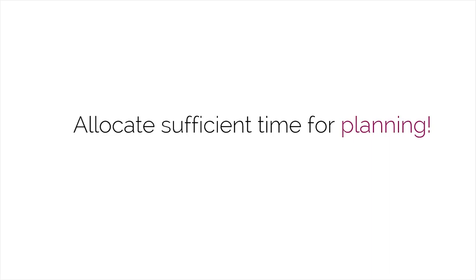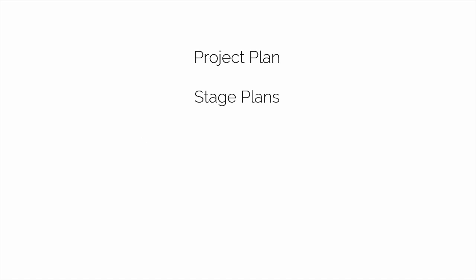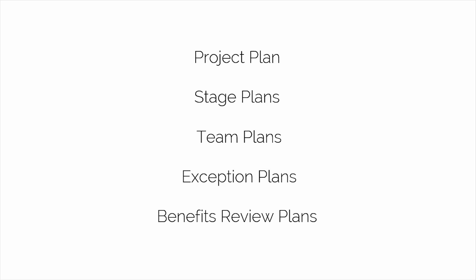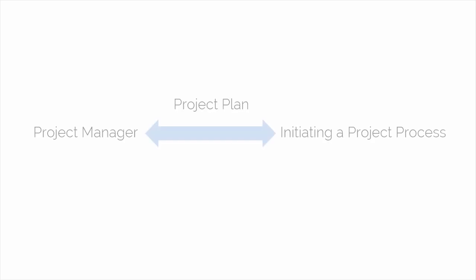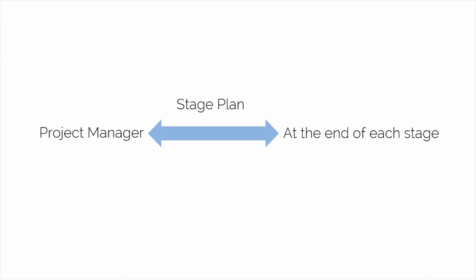Okay, now we'll discuss the key types of plans. PRINCE2 primarily has 5 types of plans, which are project plan, stage plan, team plan, exception plan, and the benefits review plan. Let's now consider who creates each plan and when they create it. The project plan is created by the project manager during the initiating a project process. Individual stage plans are created by the project manager at the end of each stage in anticipation of the next, using the managing a stage boundary process. However, the stage plan for the initiation stage is created in the starting up a project process.